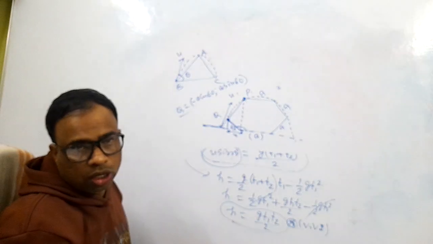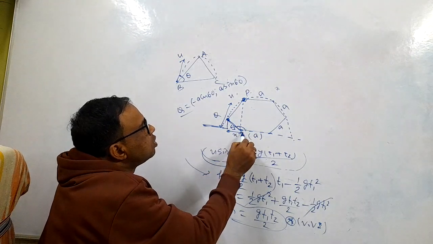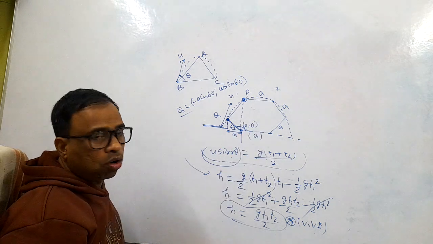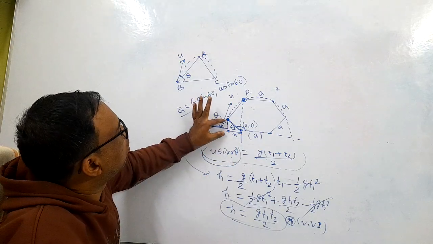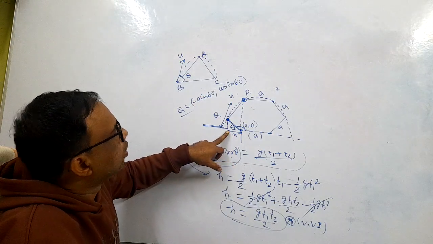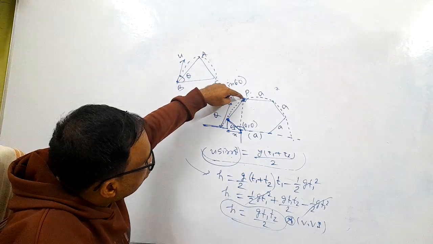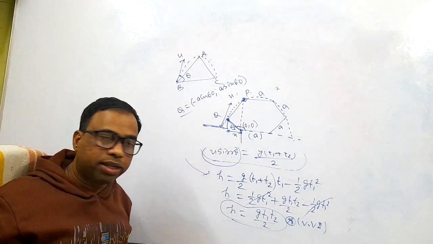Those are the coordinates of Q. The coordinate of P is 0, suppose you take this as the origin 0, 0. Then this is the coordinate of Q: minus A cos 60, A sin 60. And this is the coordinate 0, this length. What is the length of this?